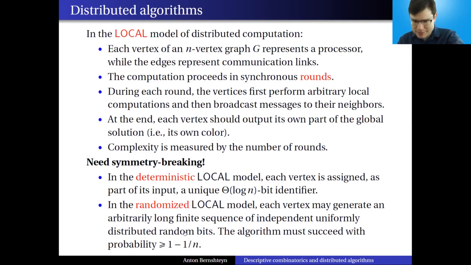So in particular, the randomized model is stronger than the deterministic one, because any deterministic algorithm can be simulated in the randomized version, where every vertex generates a sequence of bits of length, say, 10 times log n. And with probability very close to 1, all these sequences are going to be distinct from each other, so they can be used as identifiers. And so you can run the deterministic algorithm using those sequences. Okay, does this make sense? Are there any questions about the model?